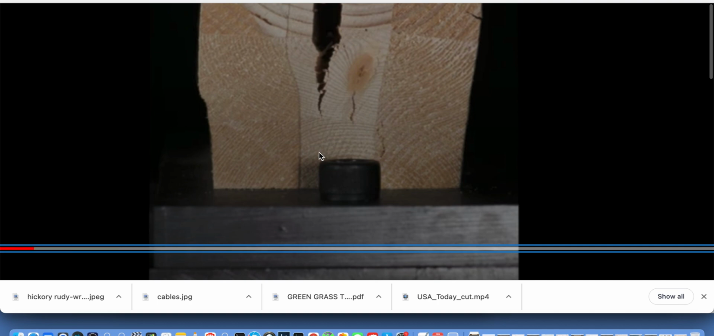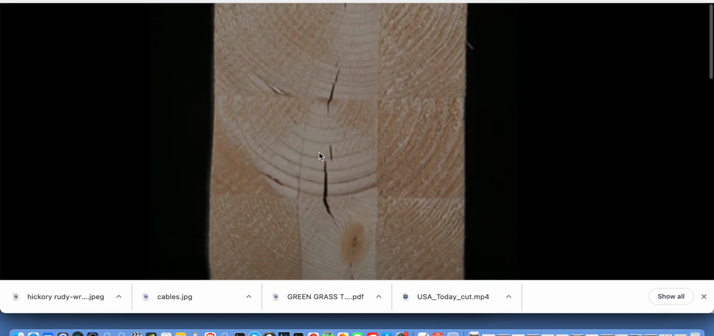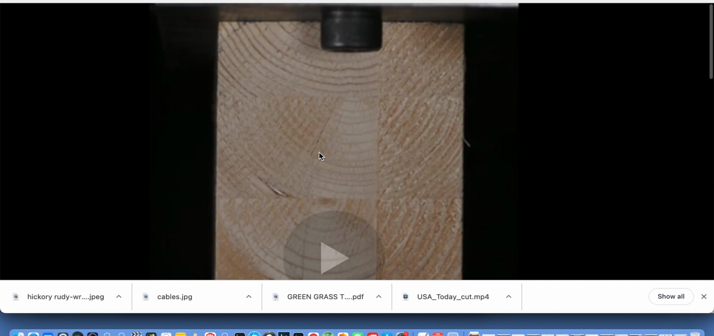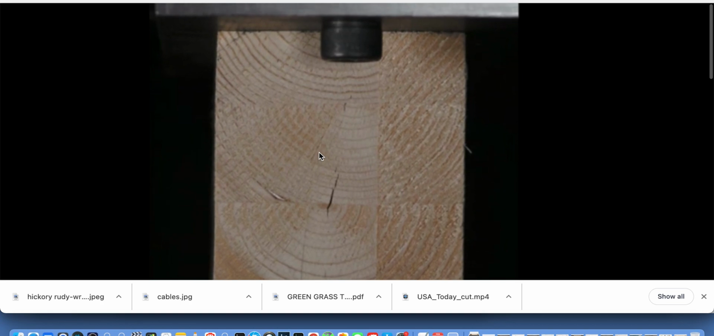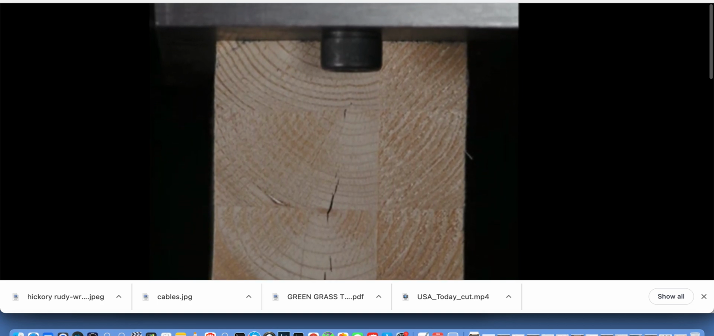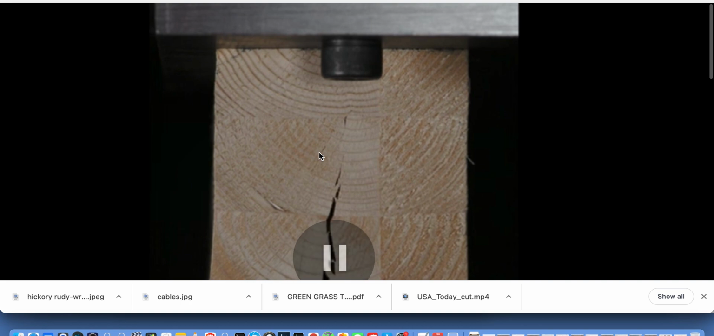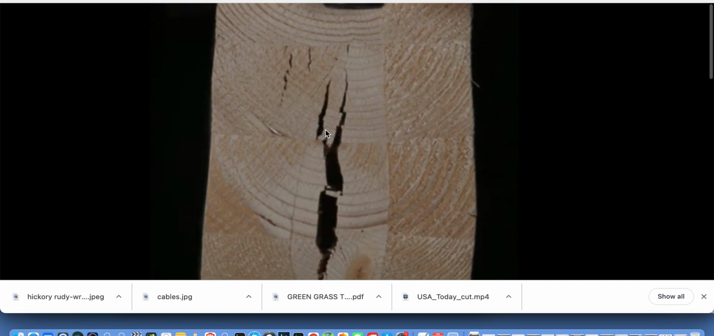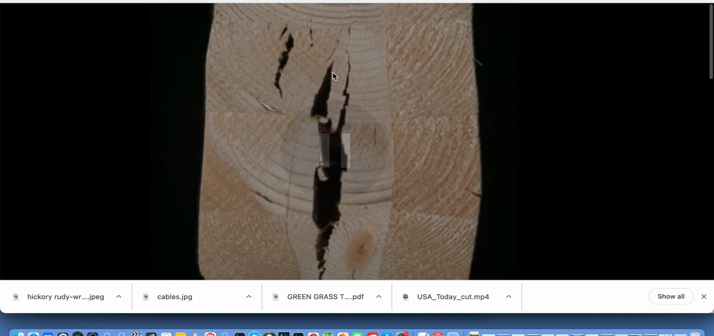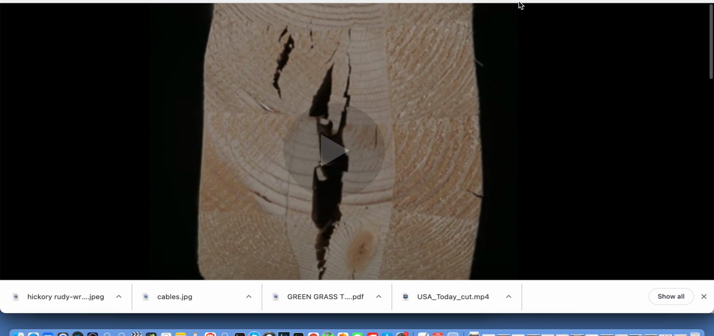Let's back it up, and let's look at it again. You can see the wood cells starting to crush. He said wood cells start to crush. He called them wood cells. They are the stirrups. And remember, the moisture content allows for it, and then there's the stirrups just fracturing. Let's get away from that one.